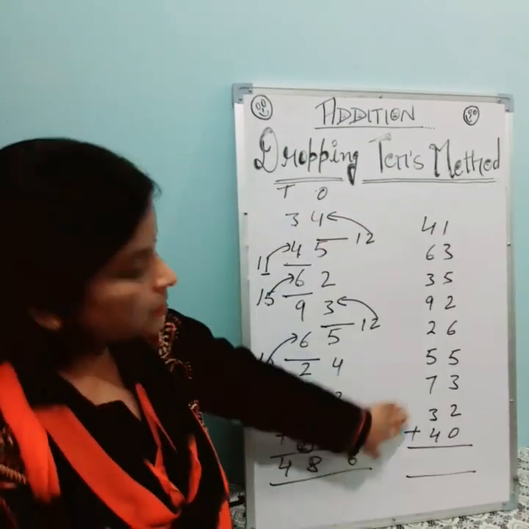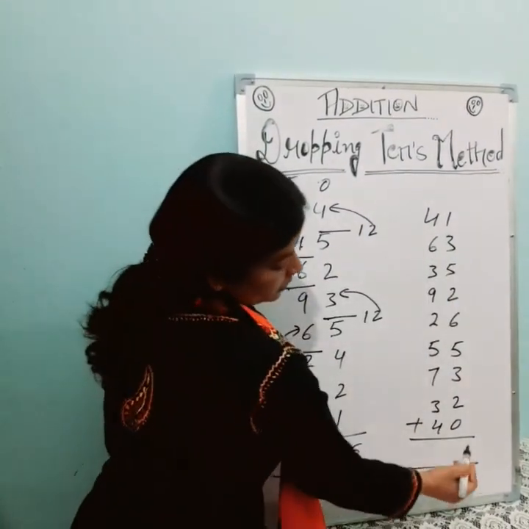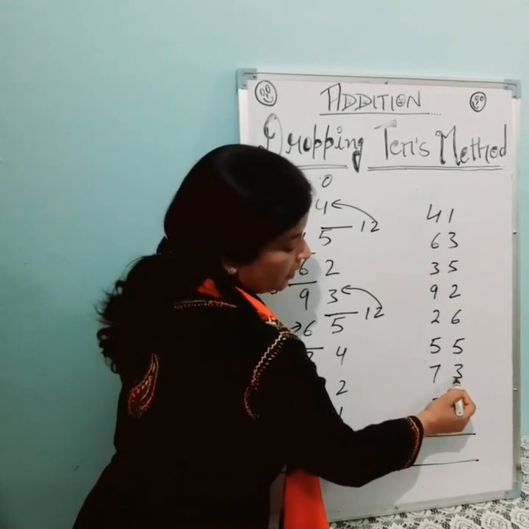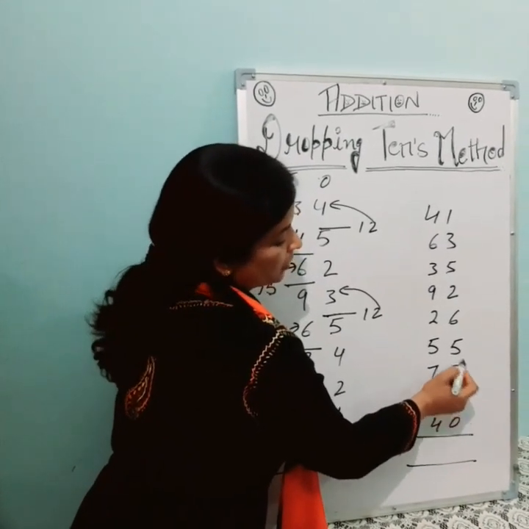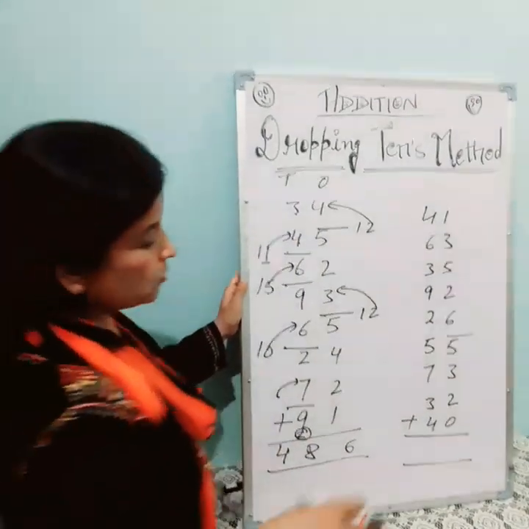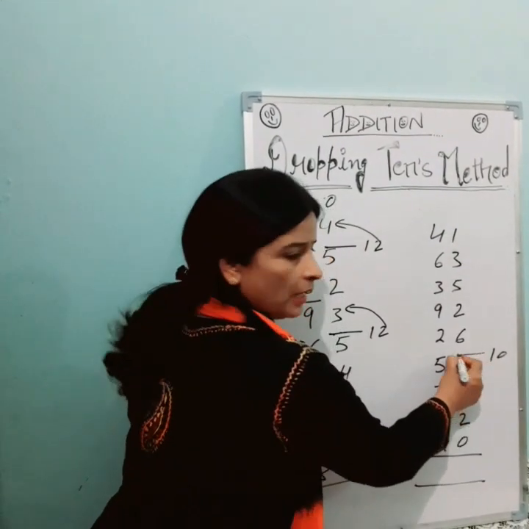Here we will add these numbers. We will start from the right side. 0 plus 2, 2. 2 plus 3, 5. 5 plus 5, 10. We get a sum of 10 here, so we will draw 10 here as a line.